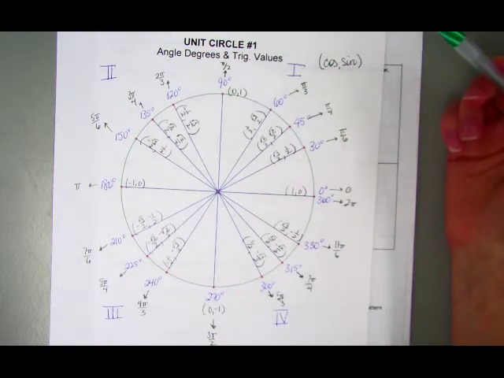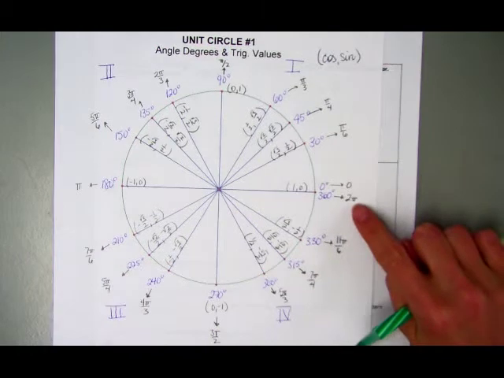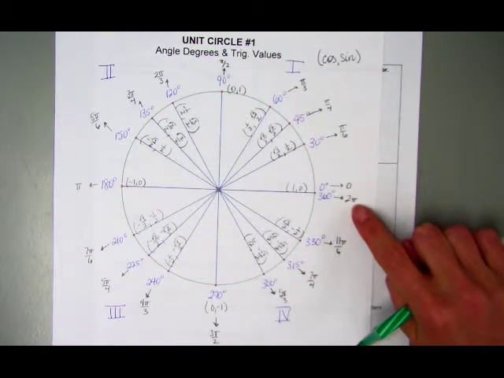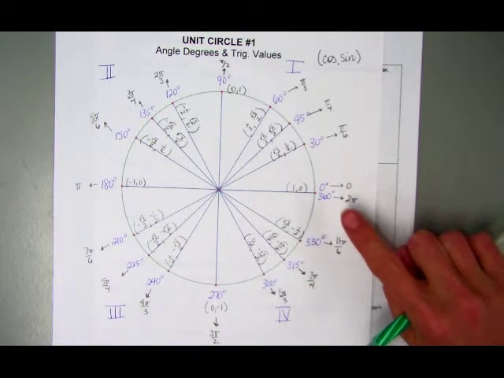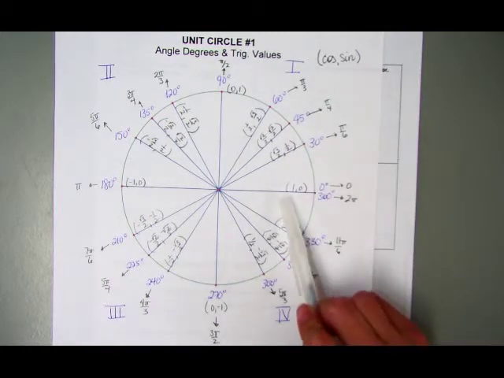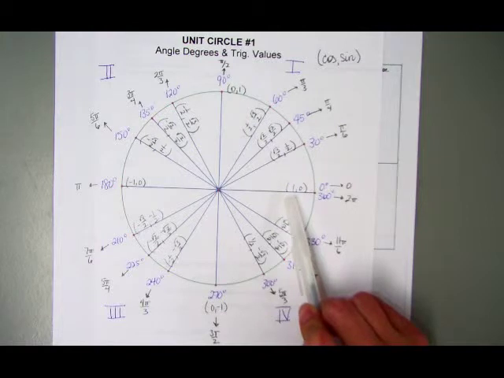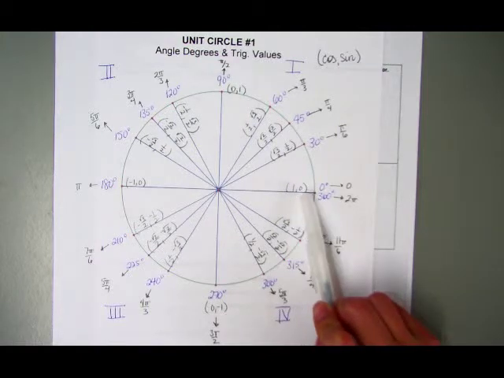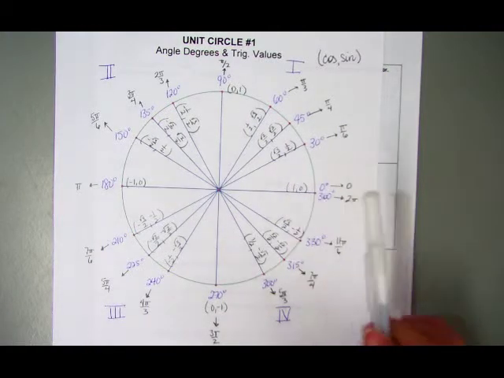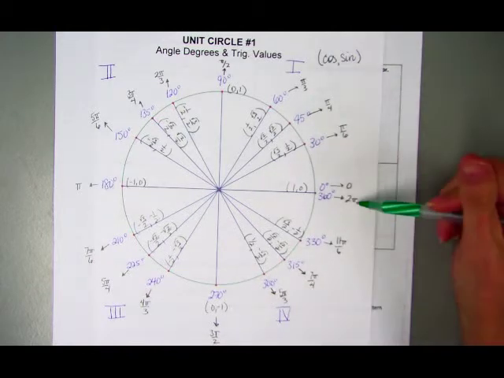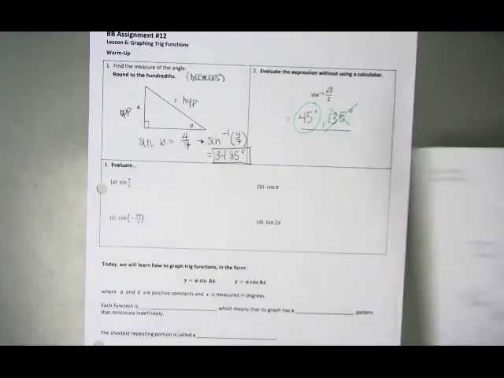And lastly, letter D, tangent of 2 pi. Well, we know 2 pi exists over here. We also know our tangent is the y over x. So if I look at my ordered pairs, my y is 0, my x is 1. So my y over x would be 0 over 1, which would give me 0 for the tangent of 2 pi. So let's write those out.